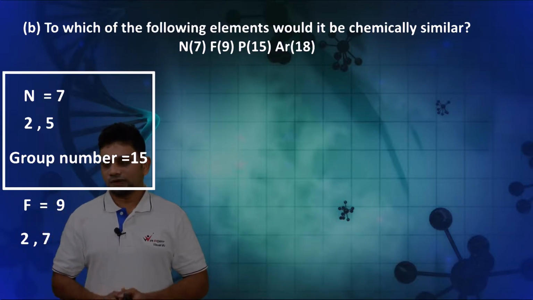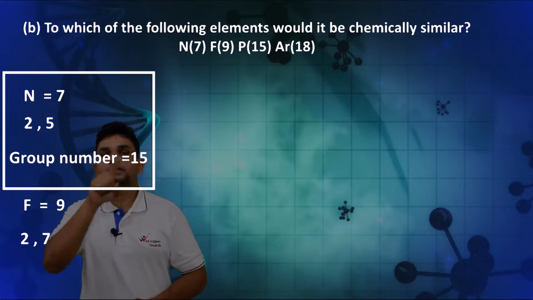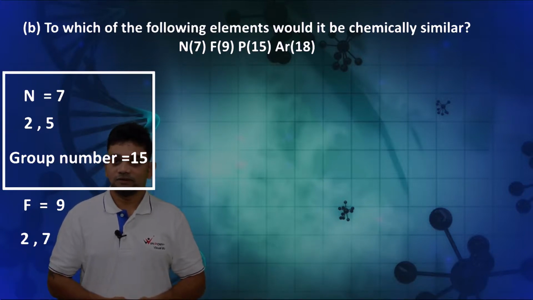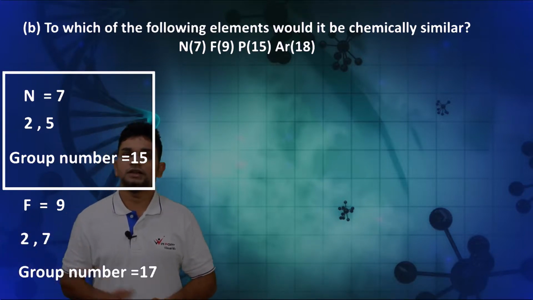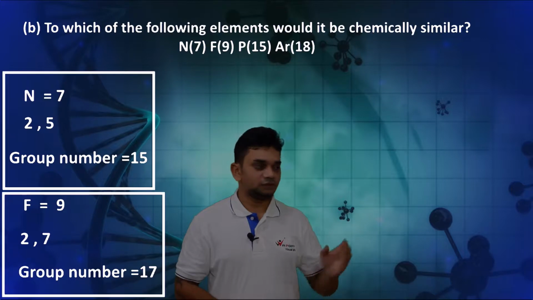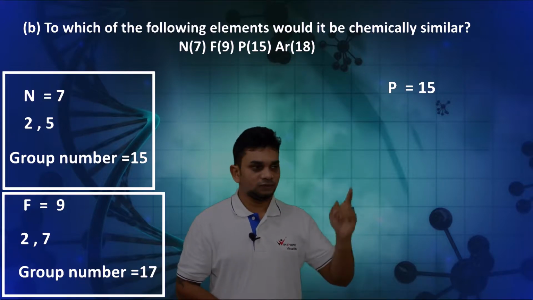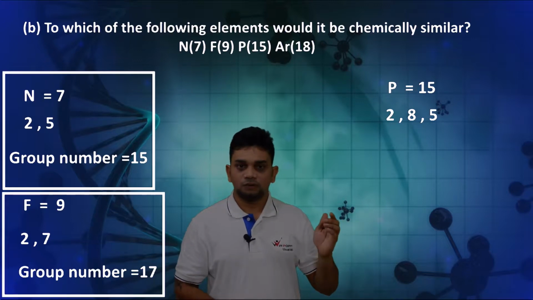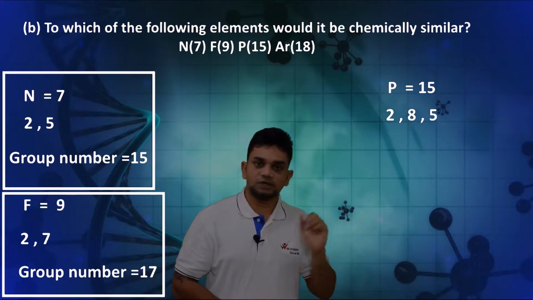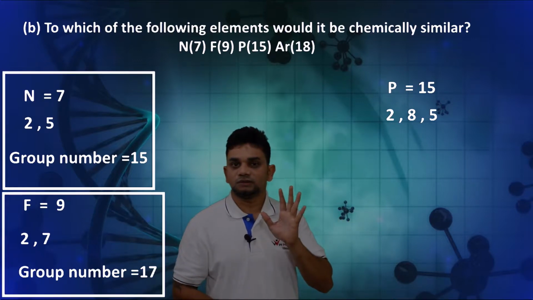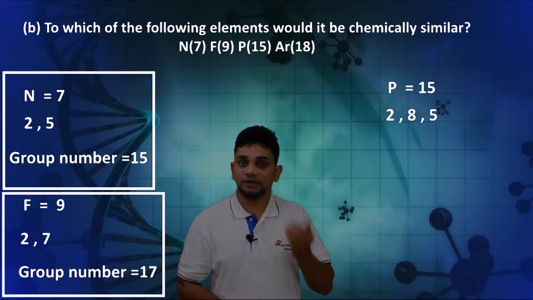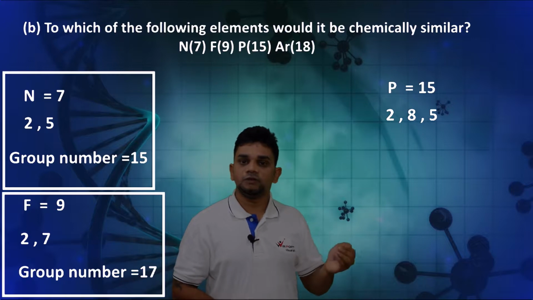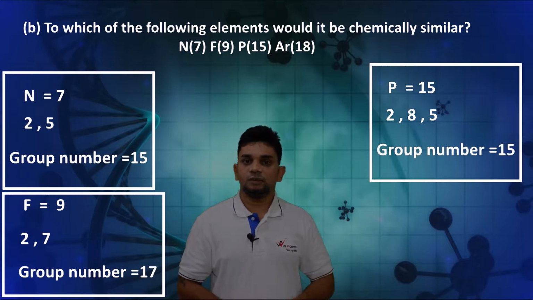How many electrons are there in the outermost shell? There are 7 electrons. If the number is more than 2, we need to add 10. Then the group number will be 17. Next element, phosphorus. What is the atomic number of phosphorus? 15. The configuration will be 2, 8, 5. How many electrons are there in the outermost shell? There are 5 electrons, so we add 10. The group number is 5 plus 10 equal to 15.